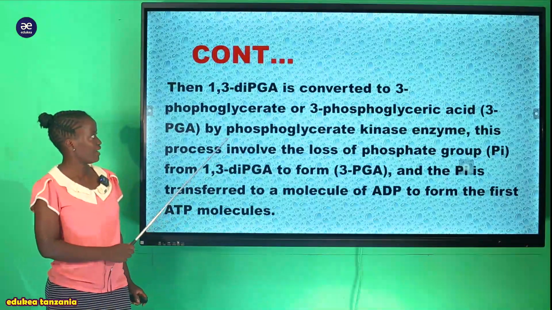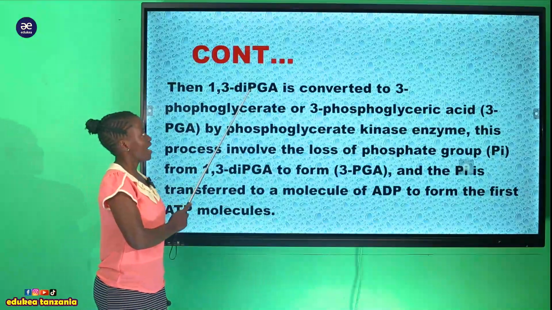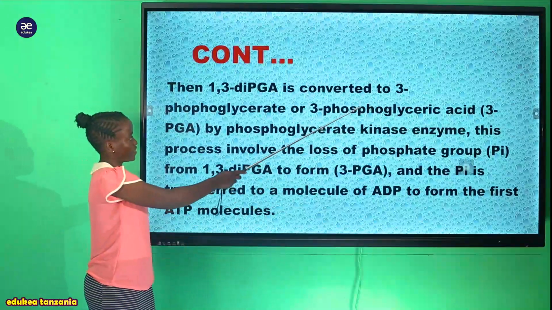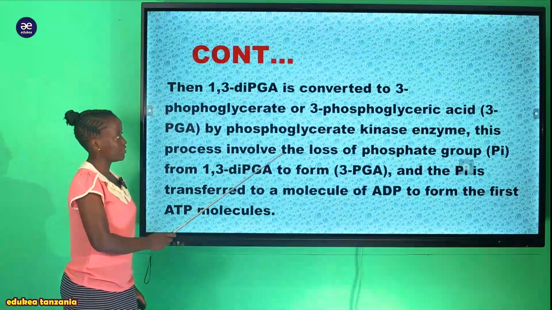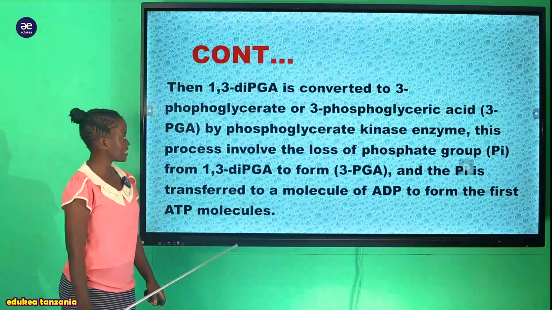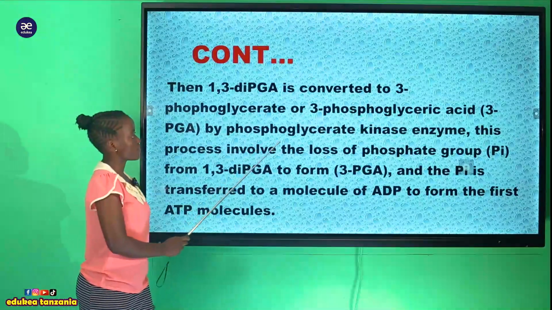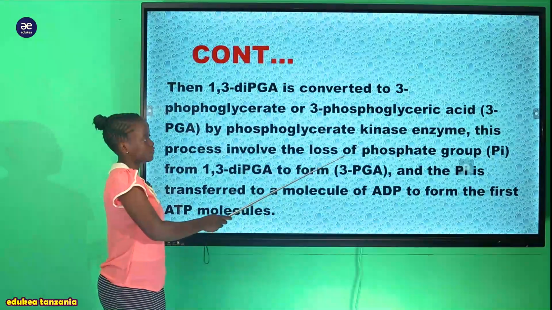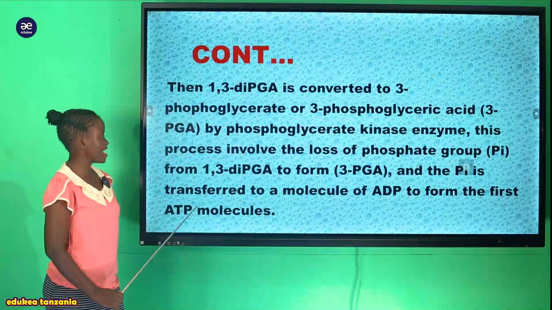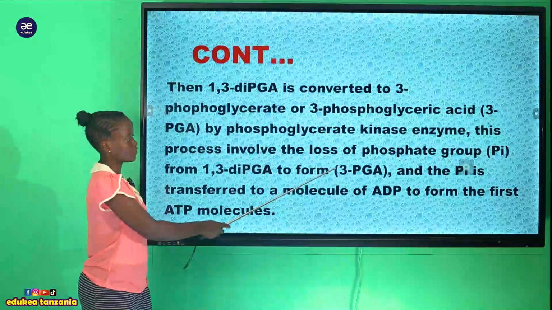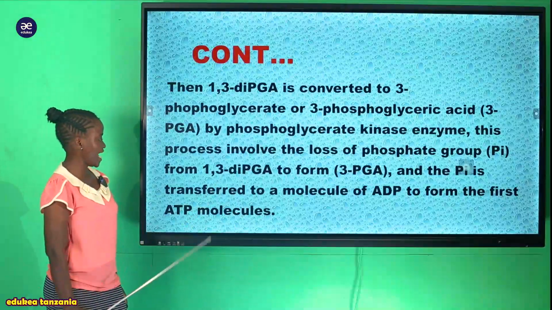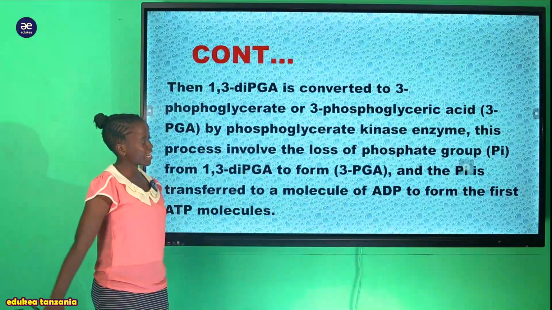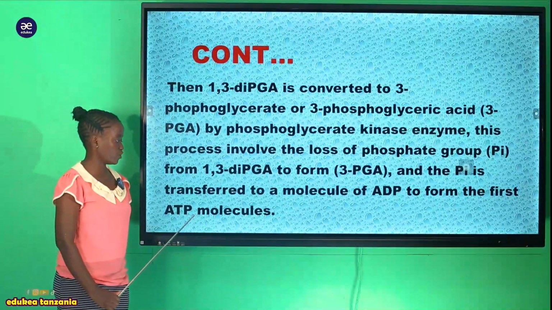And then our molecule, which is the 1,3 diphosphoglyceraldehyde, is now converted to 3-phosphoglycerate or 3-phosphoglyceric acid, which is the 3-PGA, by the phosphoglycerate kinase enzyme. So this process involves the loss of a phosphate group, which is the PI, from this molecule in order to form the 3-PGA, and the PI is transferred directly to a molecule of ADP to form the first molecule of ATP.